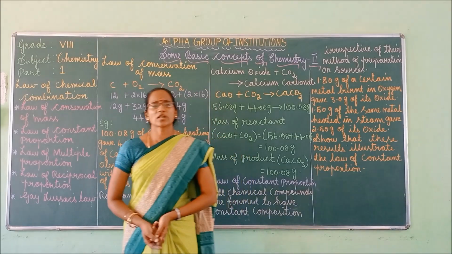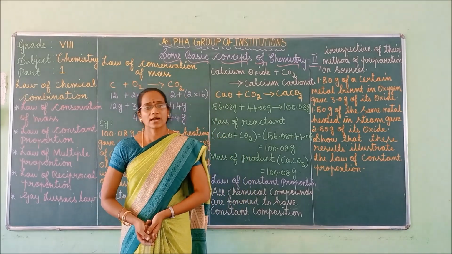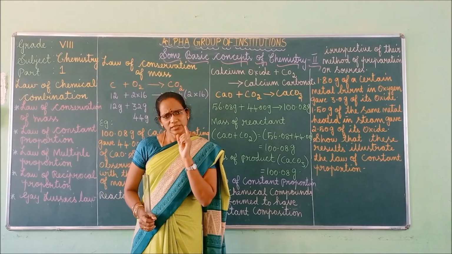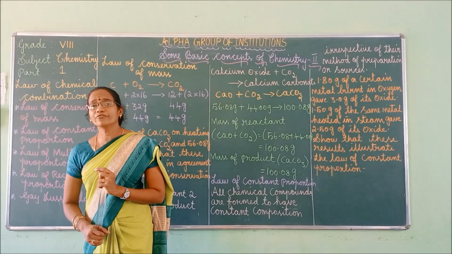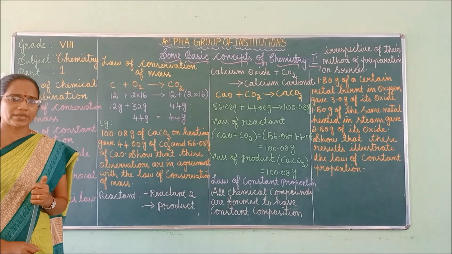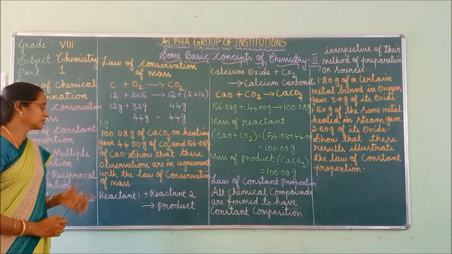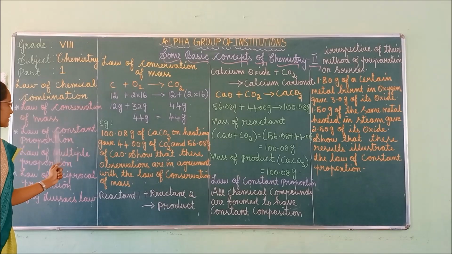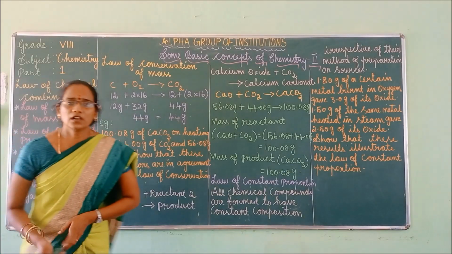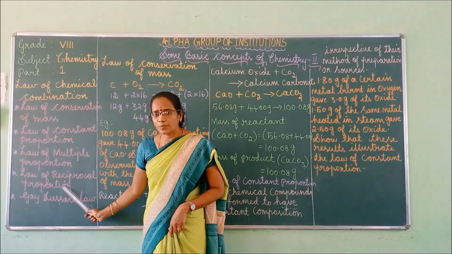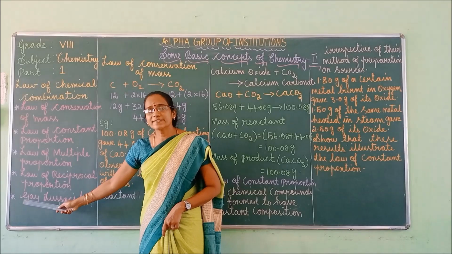Some scientists like Lavoisier, John Dalton and others formulated certain laws. Okay. So these laws are called the laws of chemical combination. Five laws come under the laws of chemical combination. What are the five laws? First one is law of conservation of mass. Second one is law of constant proportion. Third one is law of multiple proportion. Fourth one is law of reciprocal proportion. And the last one is Gay-Lussac's law.